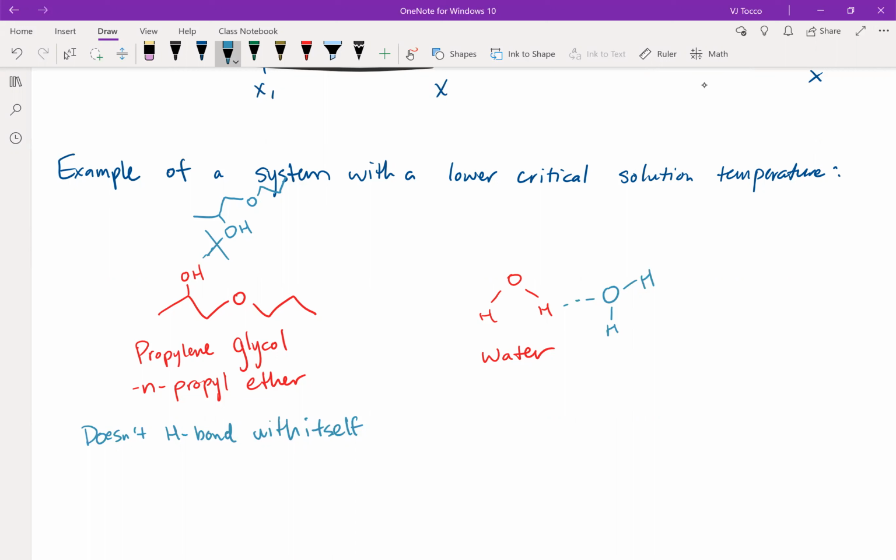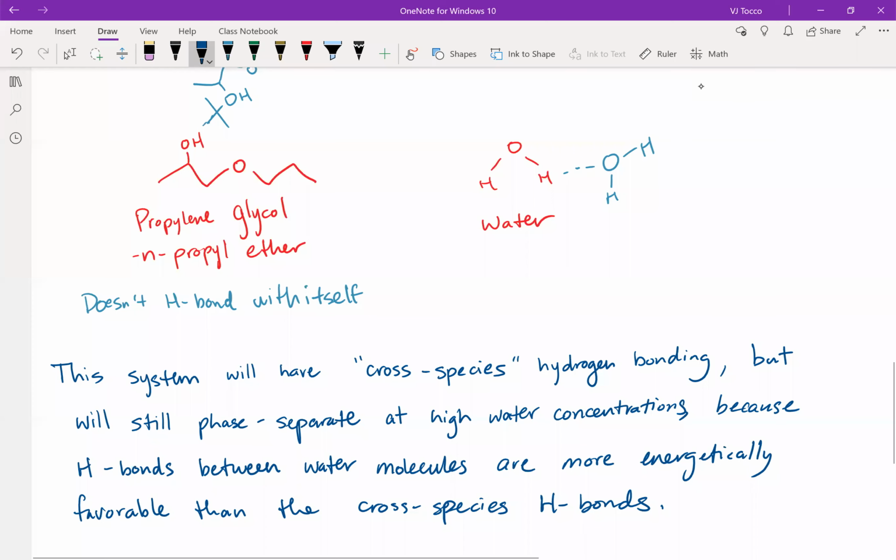So I'm going to clarify those thoughts by writing it. So once again, we've got cross-species hydrogen bonding, but it will still phase separate this particular system for high concentrations of water, because the water is going to want to be in its own phase to hydrogen bond with itself, because that's more energetically favorable than performing the hydrogen bonding with propylene glycol.